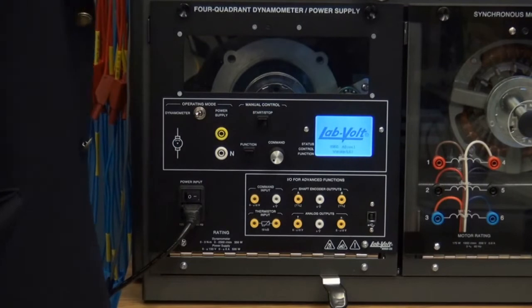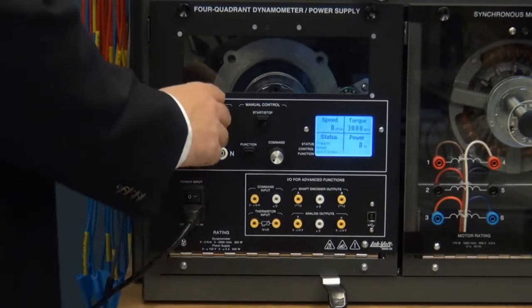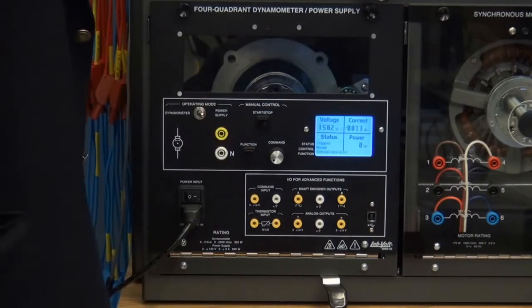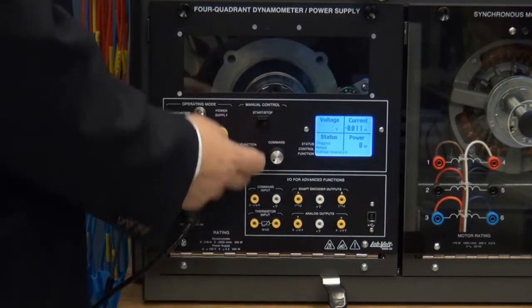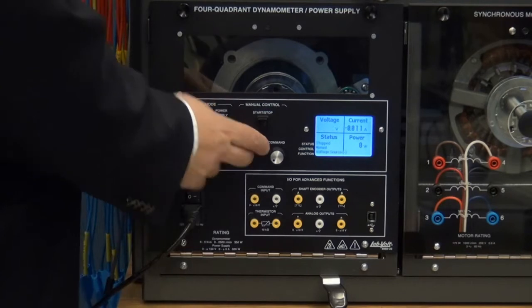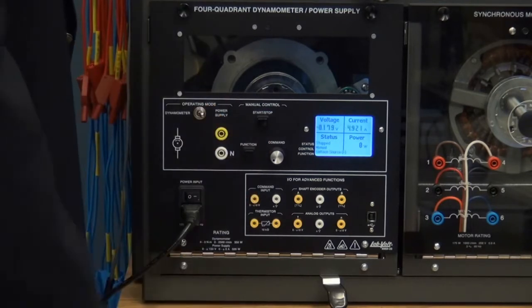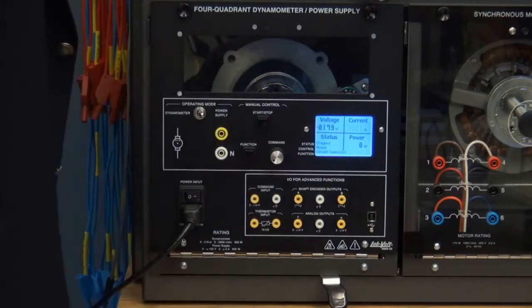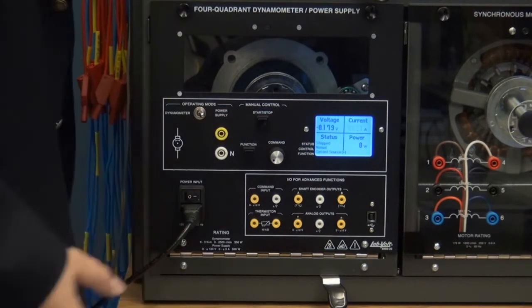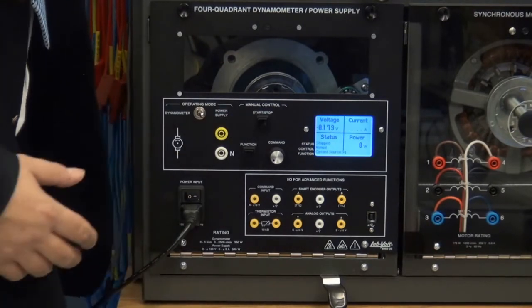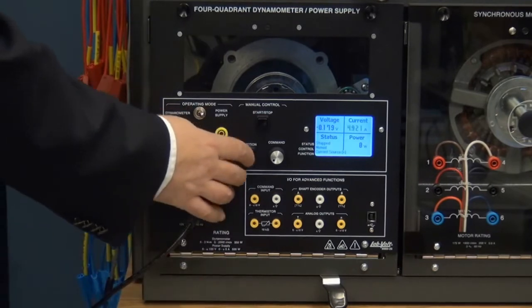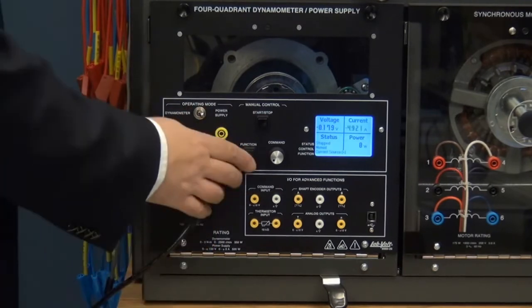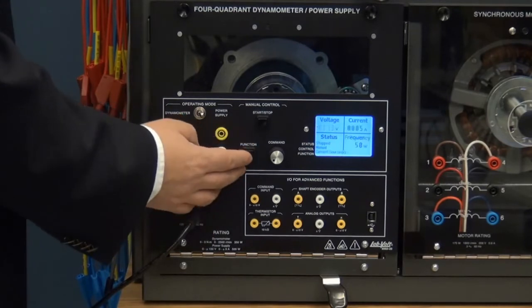When the versatile 4-quadrant dynamometer power supply is used as a power supply, it can act as a DC voltage source of up to 150 volts positive or negative, and can also be used as a current source positive or negative up to almost 5 amps. Please note that this power supply is reversible, meaning that it can both supply power as well as sink power. It can also be used as a variable voltage 50 Hz source or as a 60 Hz source.